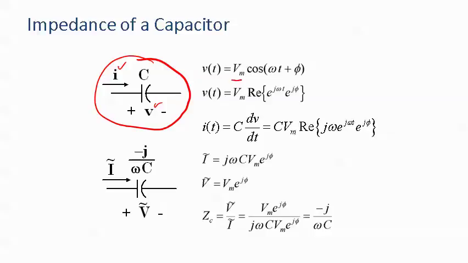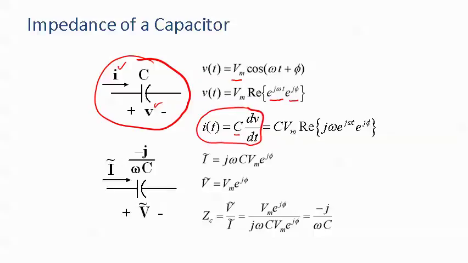And in using Euler's notation, we'll write that as V max times the real part of e to the j omega t times e to the j phi. And then we apply our definition of the VI relationship between voltage and current for a capacitor. Current is capacitance times the time rate of change of voltage.